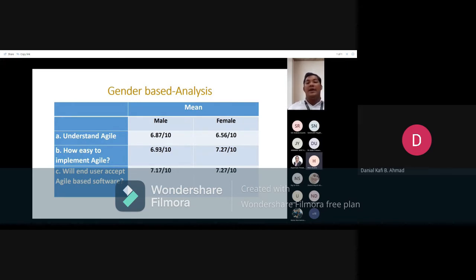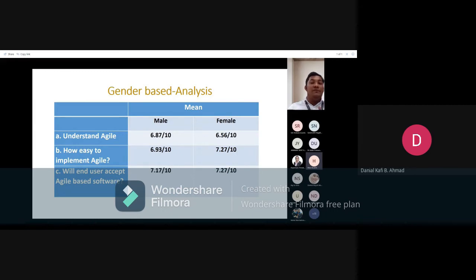And how easy to implement? Male is 6.93. So we could make some sort of conclusion that male thinks it is easy to implement agile. Okay, sorry, male thinks that it is a little bit more difficult to implement agile as compared to female. Female thinks, on the other hand, that it is easy to implement agile. So we don't know what the reasons for this are. It could be influenced by other issues or environment, things like that.